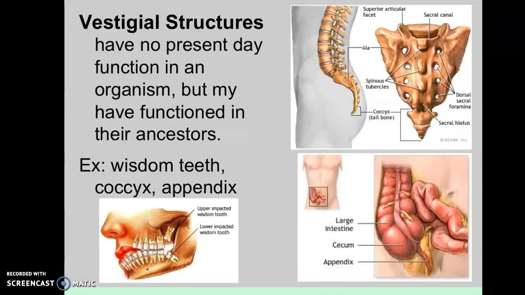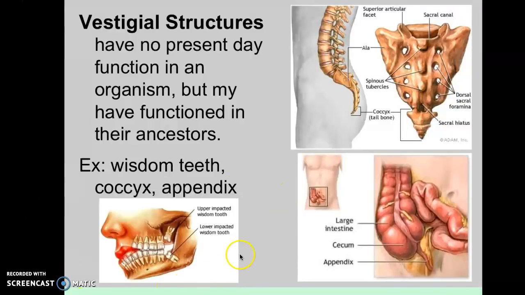Another piece of evidence for evolution that we use is called vestigial structures. Vestigial structures are structures in an organism that no longer serve a purpose in present day, but maybe a long time ago in a common ancestor did. The first example you see here is the coccyx. That's your tailbone, and this is just a blown up version of your tailbone or your coccyx. It doesn't really serve a purpose. You could live without it.